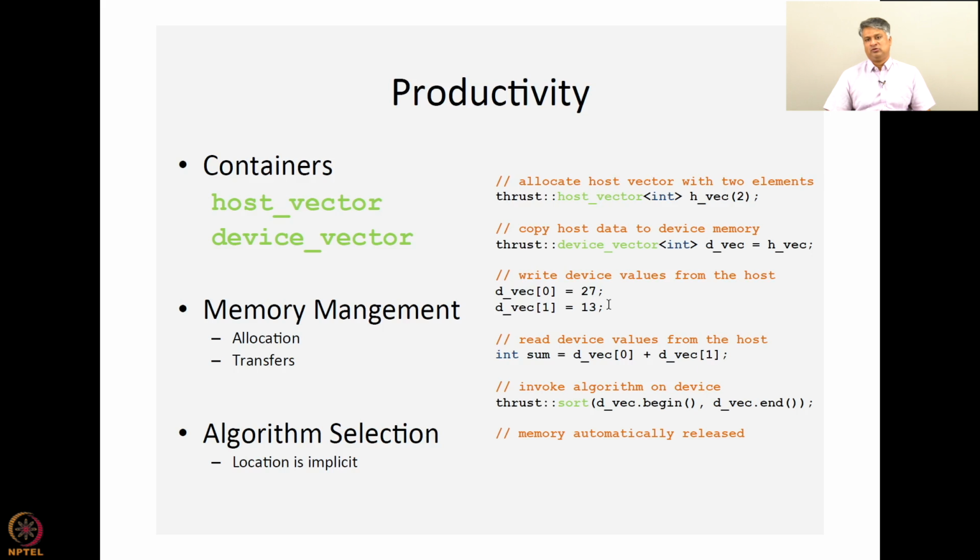So in the example of the code on the right side, you see in the first statement, we are allocating a host vector with 2 elements. In the second statement, we are copying the host data to the device memory. In the third statement, we are writing device values from the host directly. Then we are doing the calculation from the data on the device. And then we are finally invoking certain algorithms on the device. And lastly, once it is done, we release all the memory. So you have now taken several lines of code and combined it with just a few calls. And that's how it increases the productivity.